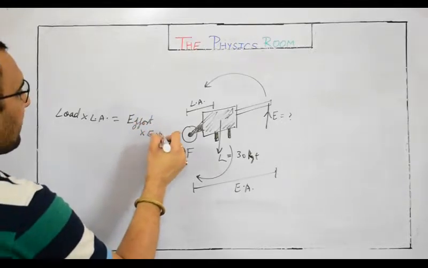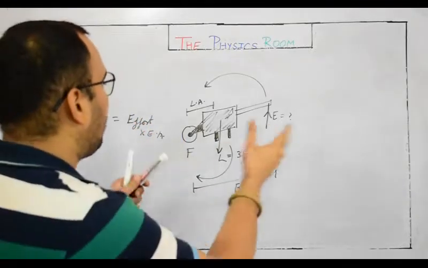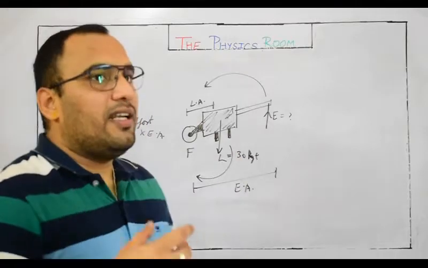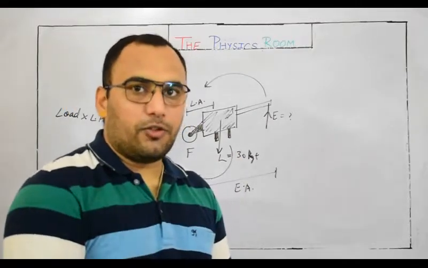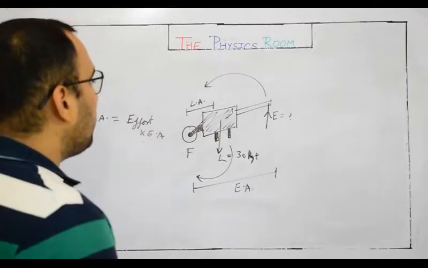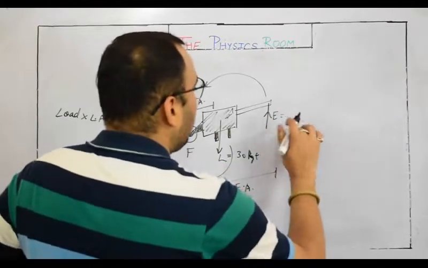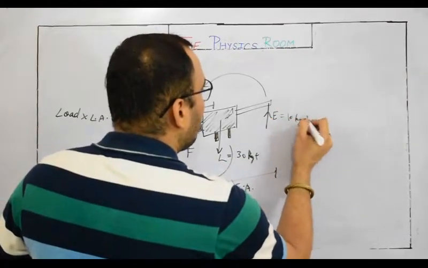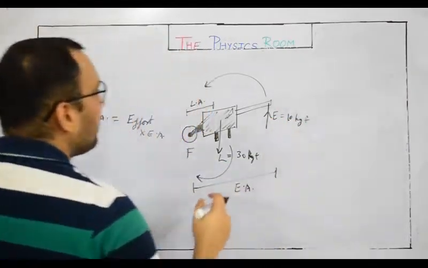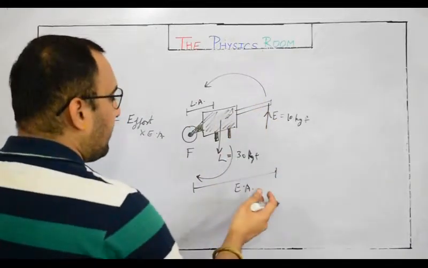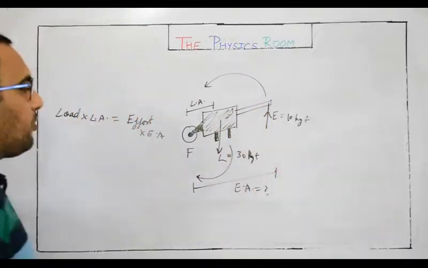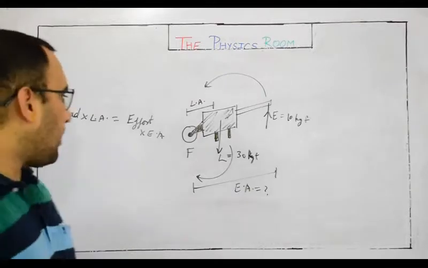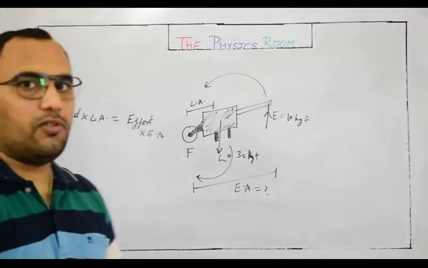Or it is possible that in a question you are getting all of these values except the length, that is, at which point we need to apply effort to lift this load. Suppose in this question you are having the effort value as 10 kgf. And the question is, where do we need to apply this effort? Meaning the question is to find out the value of the effort arm. So you can find it out with the help of this formula.